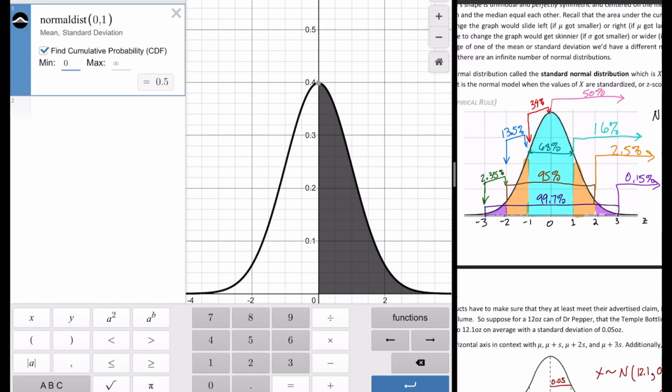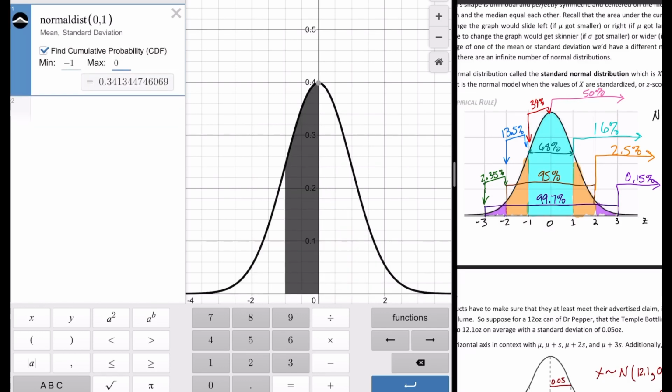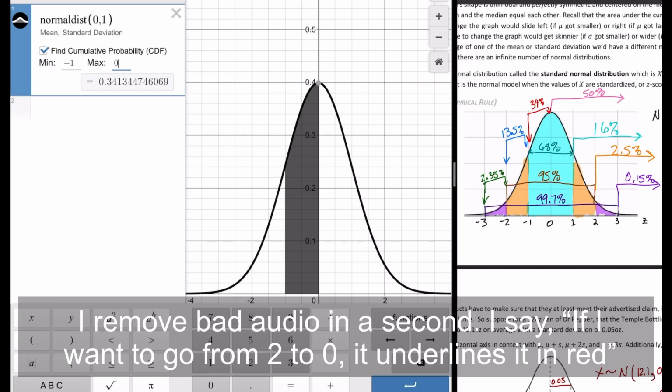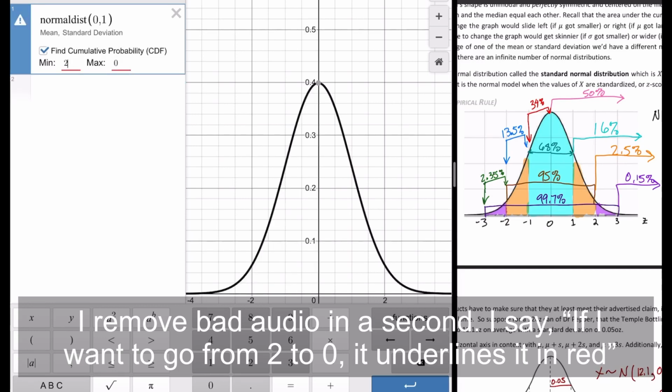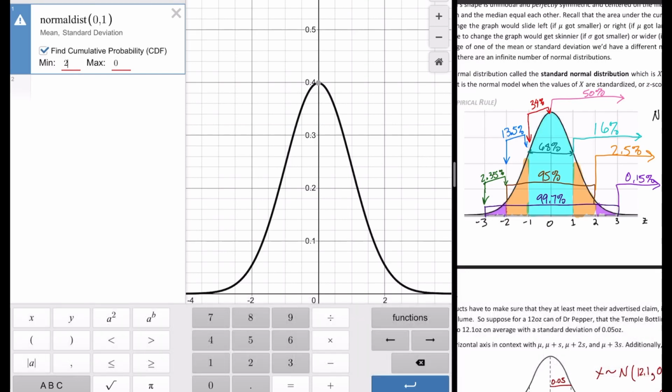Now I can also find the area that I found from -1 to 0. So let's make our minimum be -1 and our maximum be 0. So we're just playing around here, and we see that -1 to 0 is actually just a little bit over that 34%, 34.1%. If I wanted to go from 2 to 0, it underlines it in red, showing that my minimum is 2 and my maximum is 0, and it did not like that because my minimum is bigger than my max, so it turns those underlines red when you have something wrong.